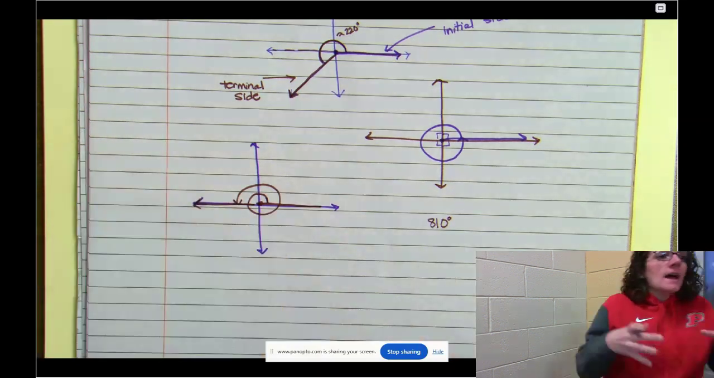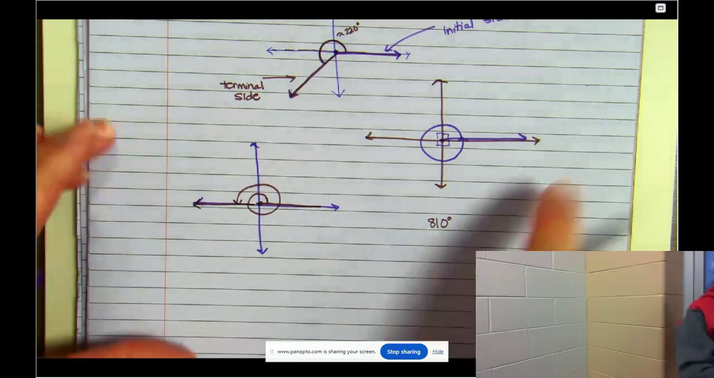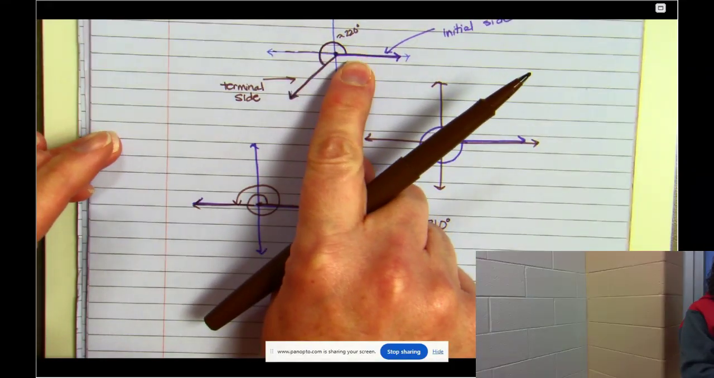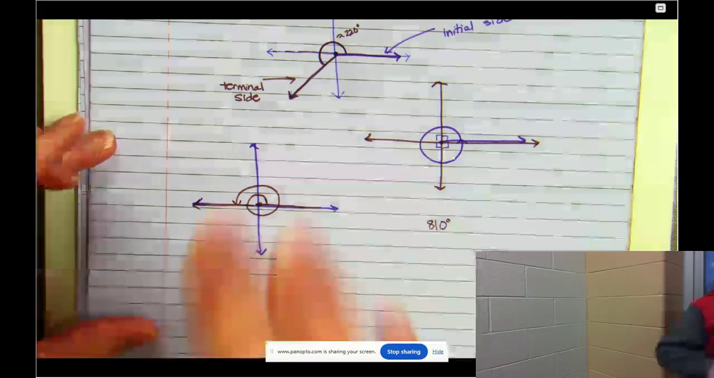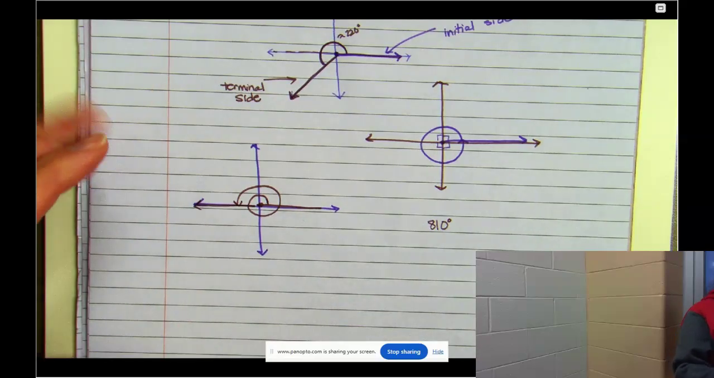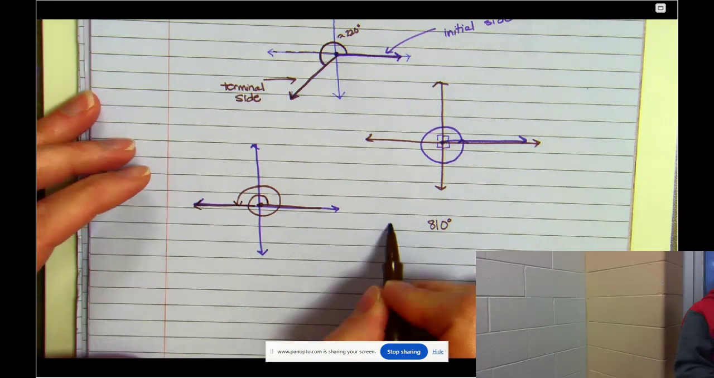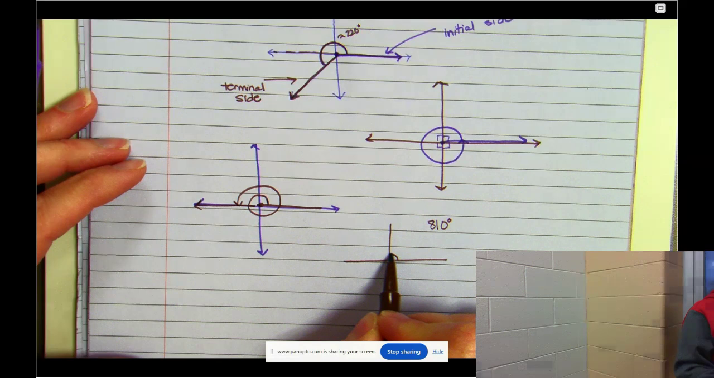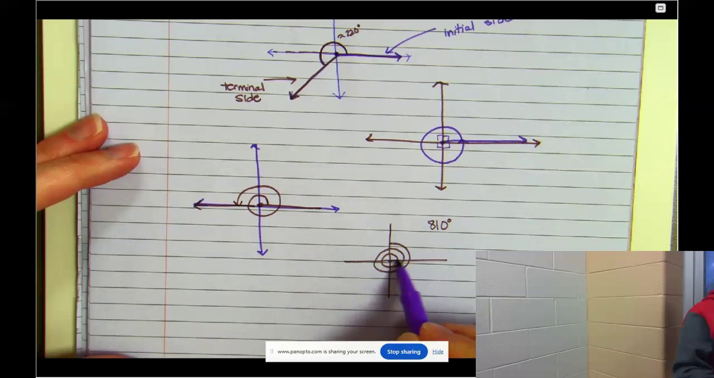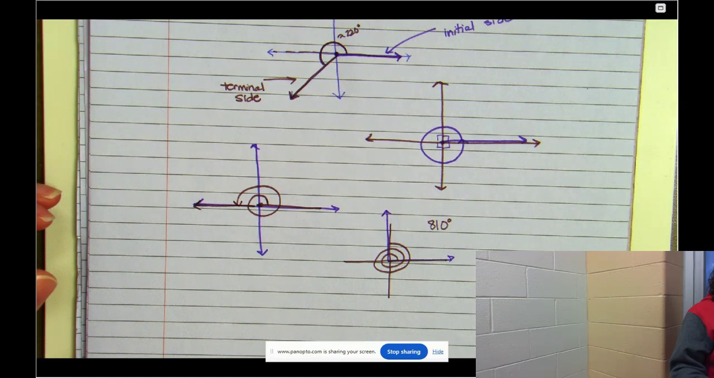You can no longer imagine it in a triangle because there's no triangle. Triangles are 180 degrees maximum. So you have to think about the fact that the initial side would start there, and how many times would it go around. We'll talk about how to find that in just a second. So this 180 degree angle would be 1, 2, and it would be here. Okay, it's 810.